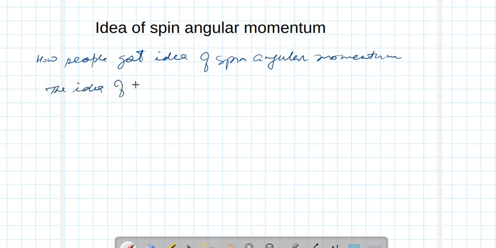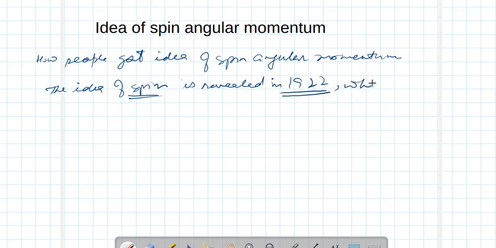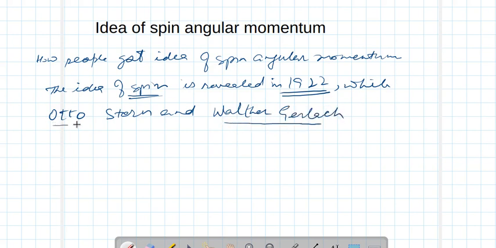The idea of spin is revealed in 1922, while Otto Stern and Walther Gerlach, these two scientists, performed an experiment.